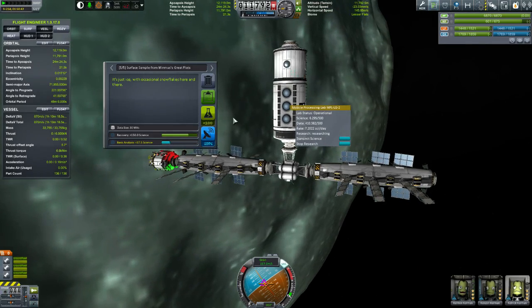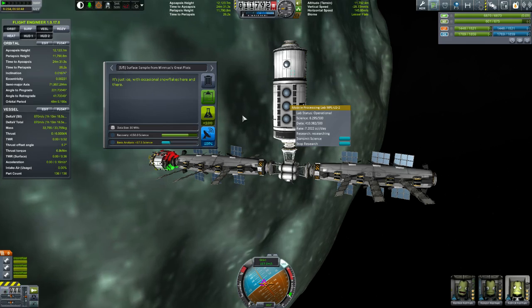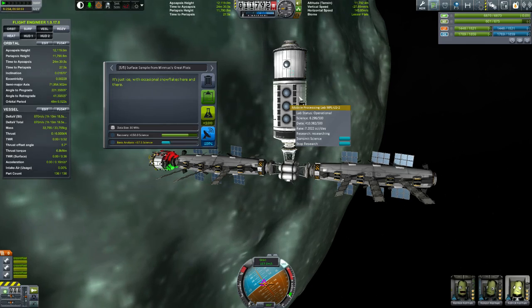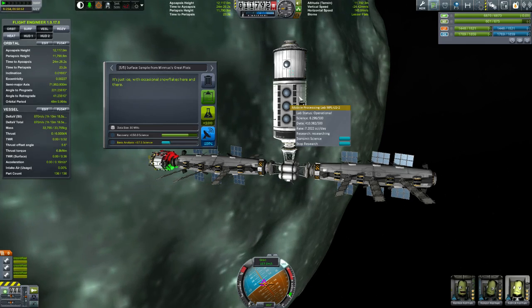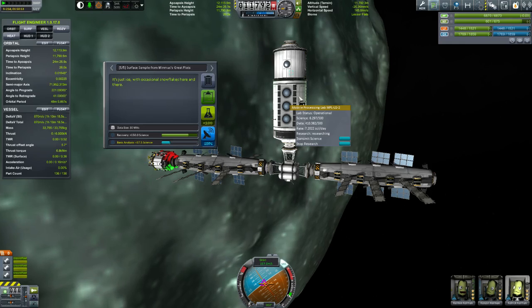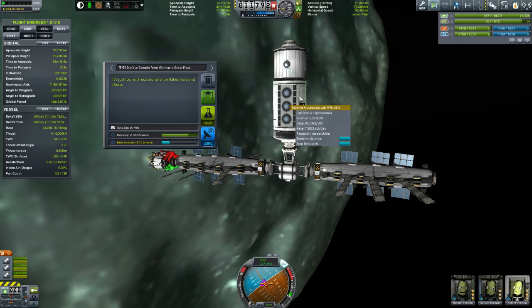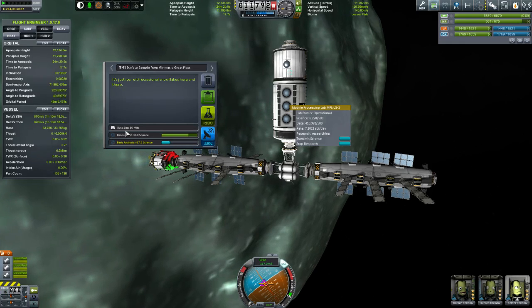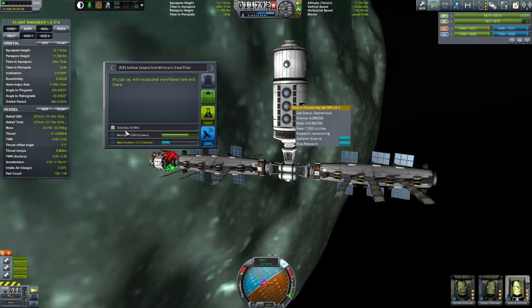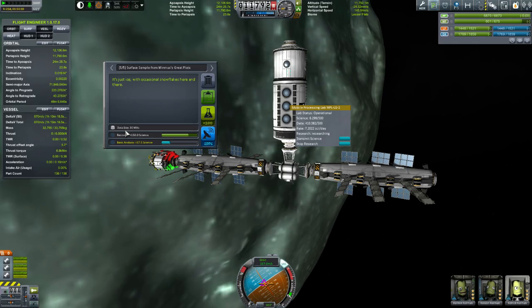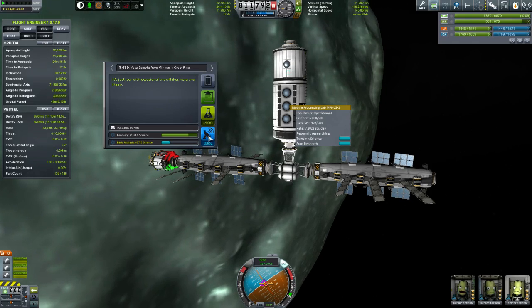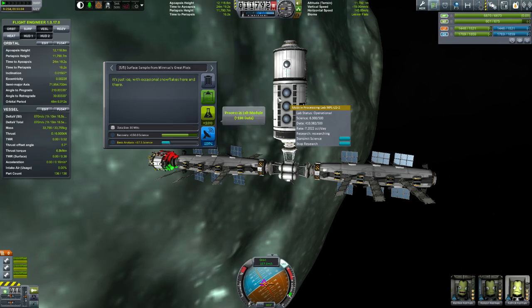Now, here's the kicker. For every 1 data you put into the mobile processing lab, you get 5 science out. 1 data in, 5 science out. So if I was to take this back, we'd get 150 science. Pretty cool. Times that by 5, 750 science from this one thing if I put it into the lab.